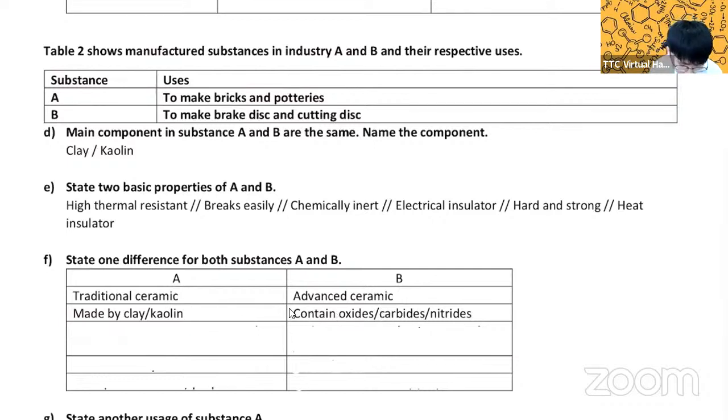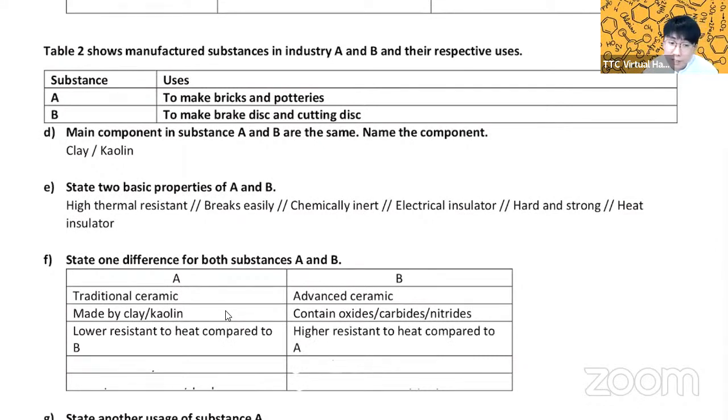Then of course going down, we know that traditional ceramic is much weaker, brittle, and has lower heat resistance. So we can see low heat resistance compared to B, and higher heat resistance compared to A. Okay, and then move on. Then we can talk about chemically inert. A should be less chemically inert, and this one should be more chemically inert. So we can talk about what happens when you pour acid on it, okay?